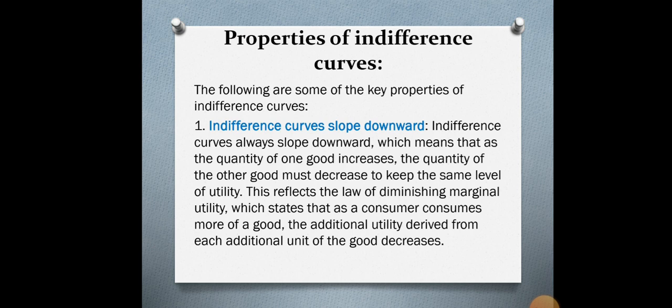So this law says that as a consumer consumes more of a good, the additional utility derived from each additional unit of the good decreases. So it is kind of contradictory to the basic nature of indifference curve. That is why the indifference curve will slope downward, because here we have to keep the utility level the same, and the moment we start consuming additional units of a particular good, keeping the other things constant, the additional utility derived would start diminishing.